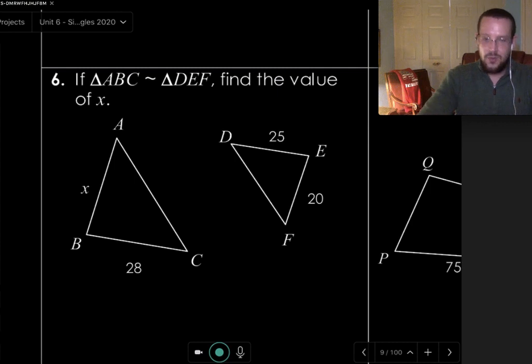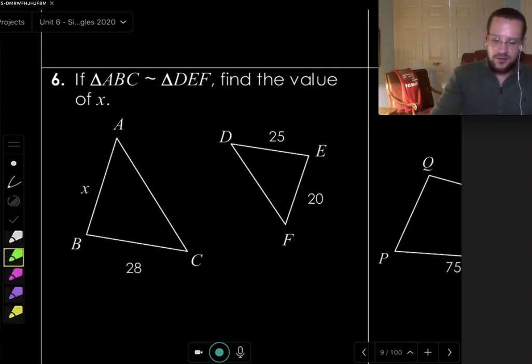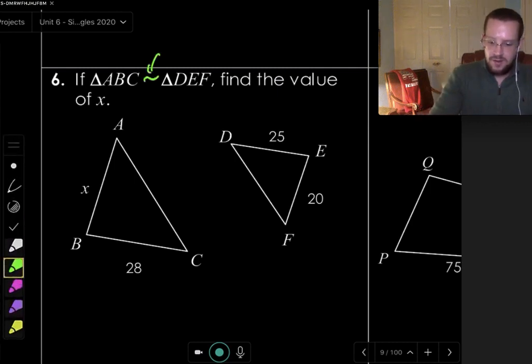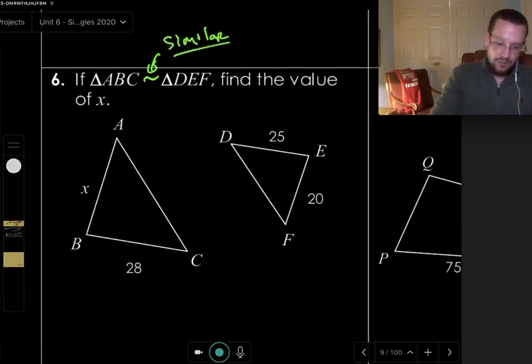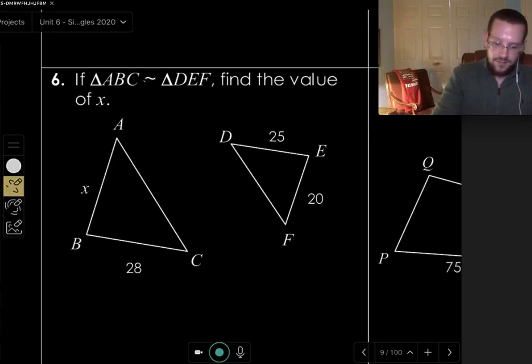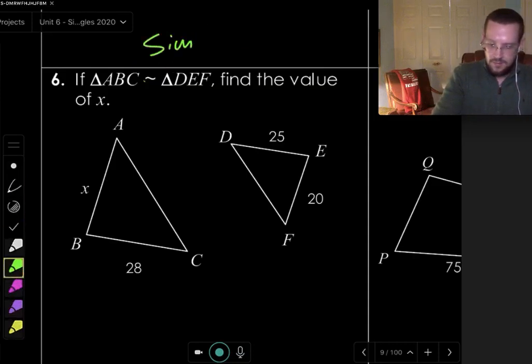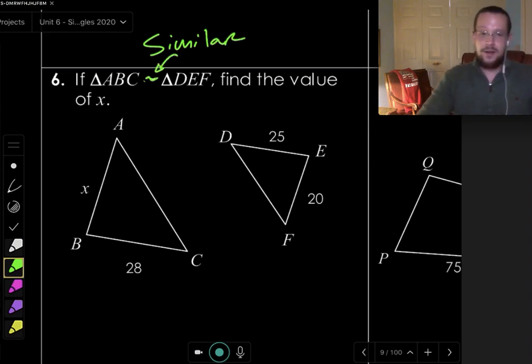So let's look at these two. We're told that these two triangles are similar. This means similar. I wrote that really poorly. My bad. Okay, let's see. So we're told these are similar.